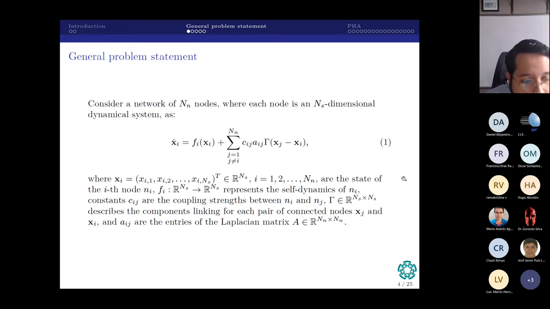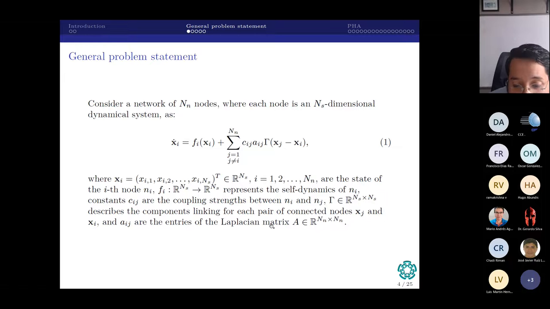Okay, the complex network is a graph. For example, consider a network of N nodes where each node is an n-dimensional dynamic system. The nodes in the system are systems with different characteristics. For example, the coupling strength is represented by C, and I represent the strength of the Laplacian matrix.